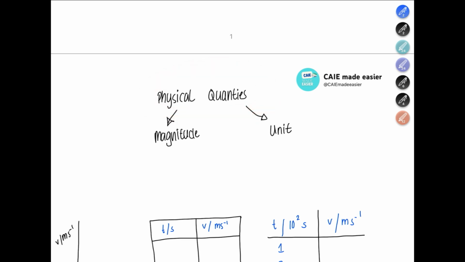But let's say, for example, the physical quantity is 200. Do you understand what this is? Is this 200 liters? Is this 200 micrograms? You don't understand a physical quantity fully until you have both a magnitude and a unit. So unit is very important. I can write milliampere. So this is a physical quantity.